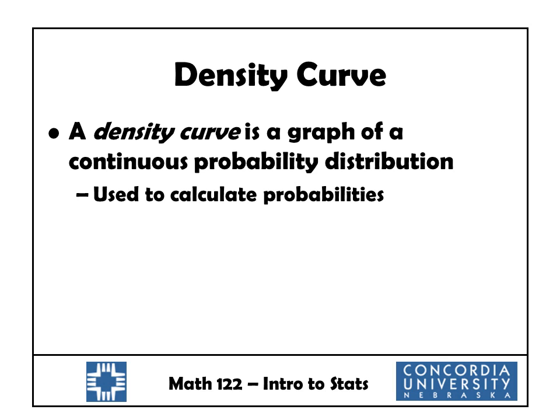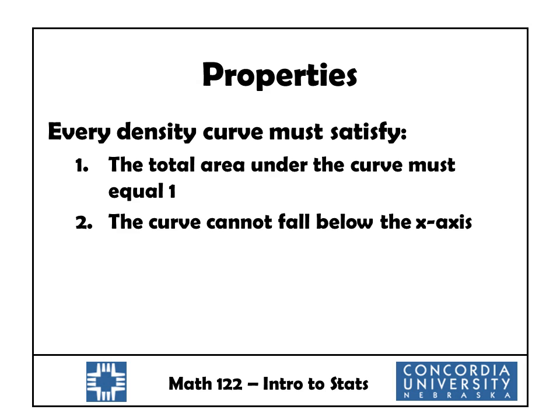In the definition, a density curve is a graph of a continuous probability distribution. And as we just illustrated, we use that to calculate probabilities. Now, two properties that every density curve must satisfy are: number one, the total area under the curve must equal 1. That explains why the height of that density curve that we just saw is 0.5. And number two, the curve cannot fall below the x-axis. The x-axis is the horizontal axis. And that property has to be true because the height of a density curve gives us probabilities. Probabilities can't be negative, so you can't go below the x-axis.